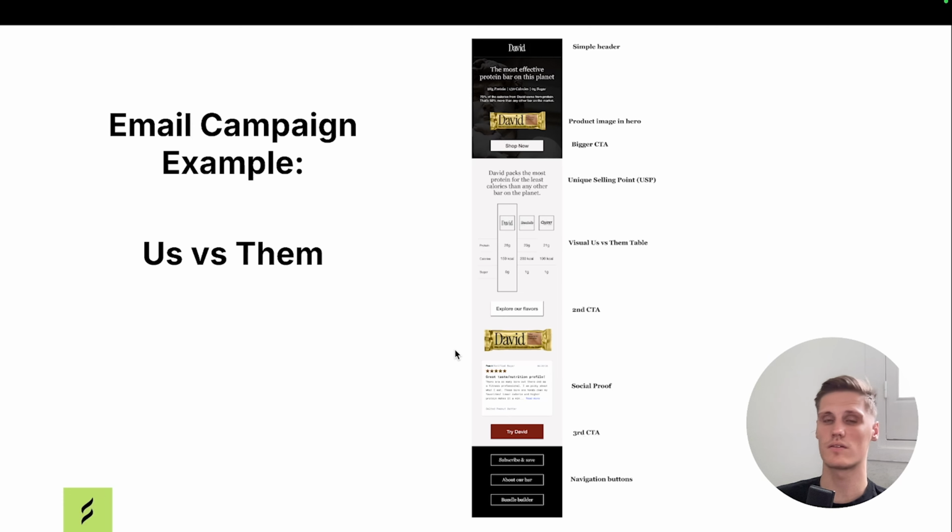And then from the reader's point of view, they see that, okay, David is the most nutritious protein bar, but then how does it taste? That is the last objection that I have. Then I'm going to add a testimonial or social proof around the taste profile. And then here I'm going to have the third call to action and then navigation buttons in the footer. So for example, subscribe and save, about our bar, and bundle builder. So that's an example email campaign.